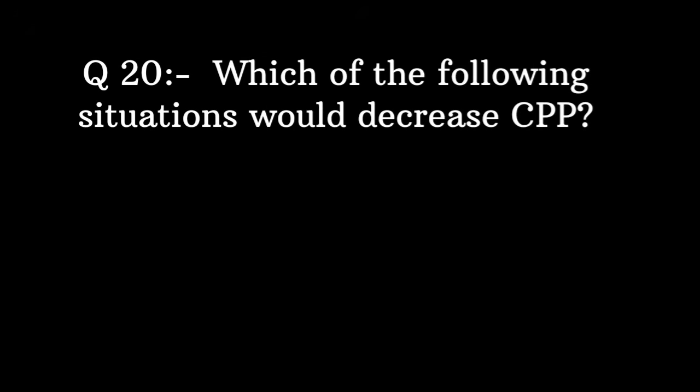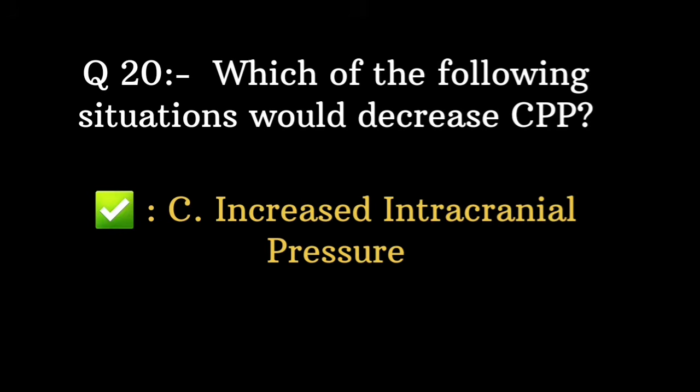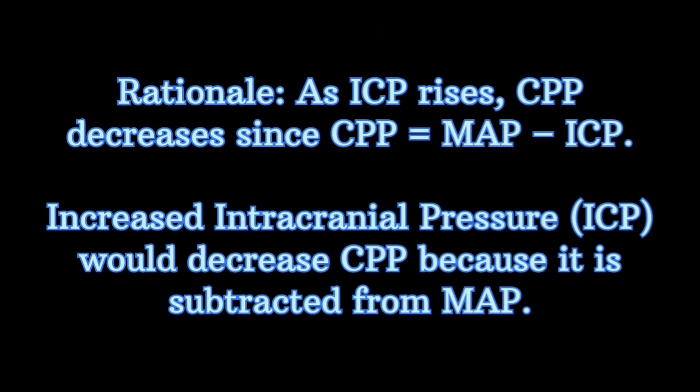Question number 20. Which of the following situations would decrease CPP? Options: A. Increased mean arterial pressure. B. Decreased ICP. C. Increased ICP. D. Administration of vasopressor. Option C. Increased ICP is the correct answer, because as ICP rises, CPP decreases since CPP is equal to MAP minus ICP. Increased ICP would decrease CPP because it is subtracted from MAP.